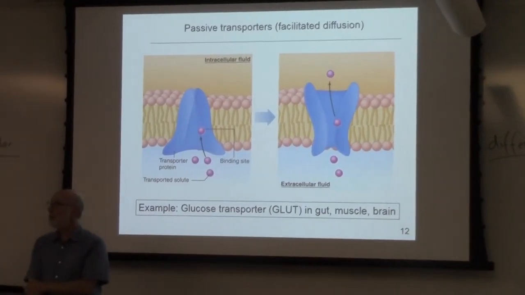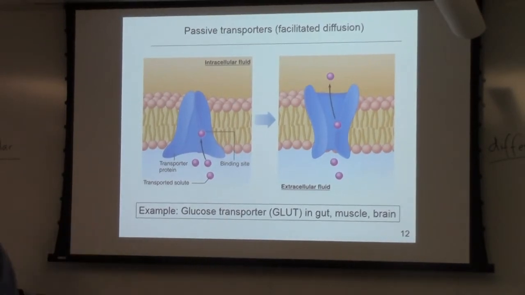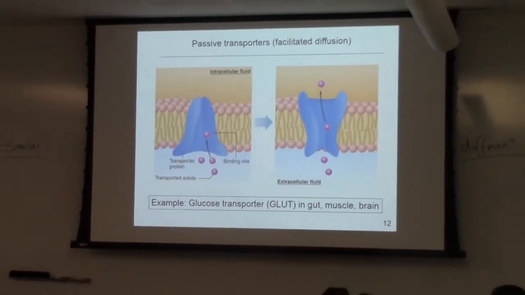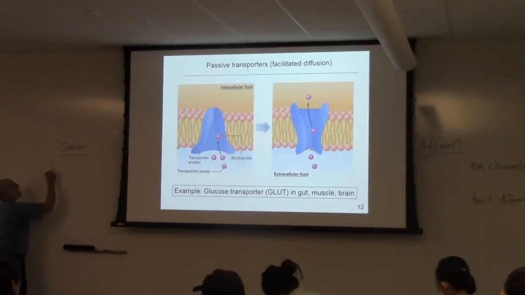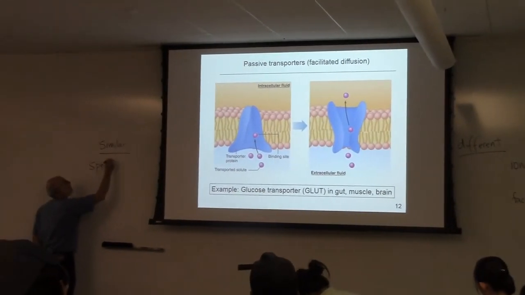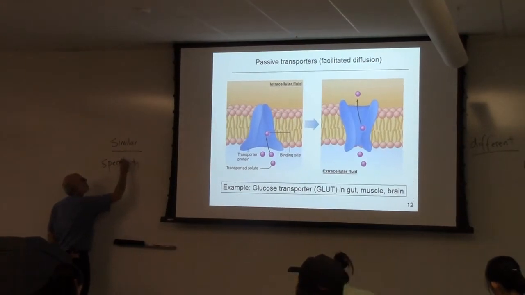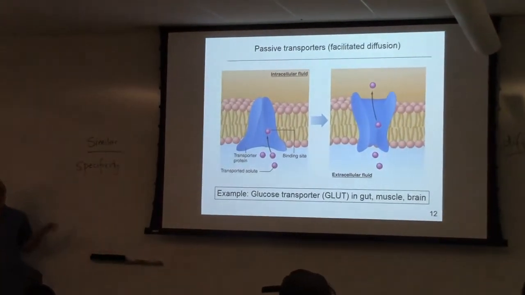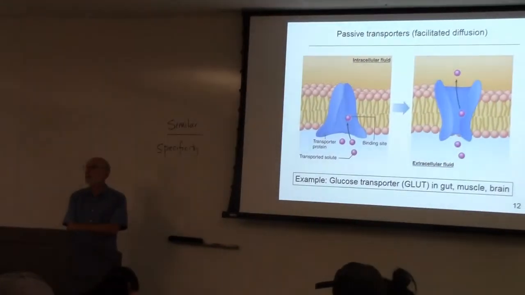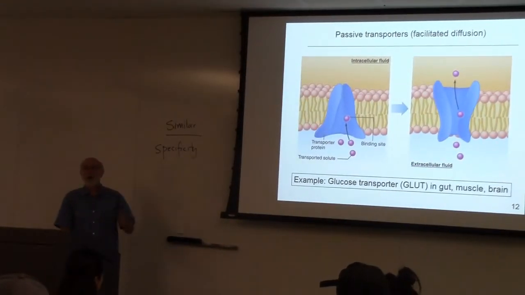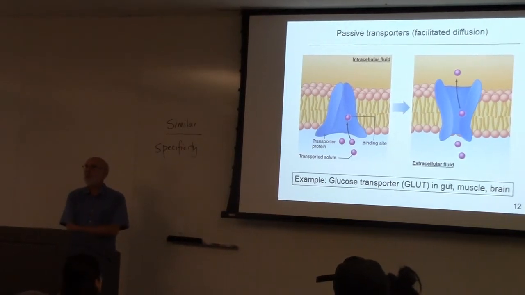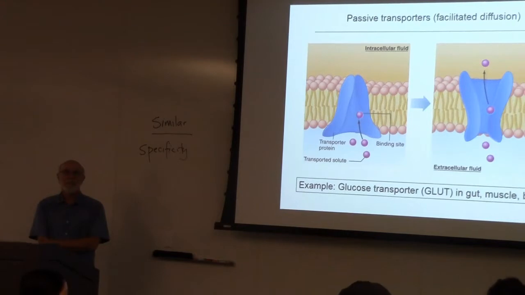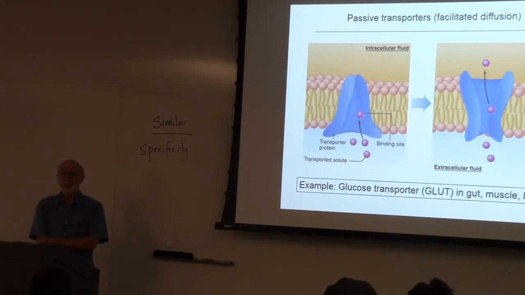Grant, did you have another answer? Yeah, for similarities. Okay. They both are specific for solutes. Good. They both have specificity. A voltage-gated calcium channel is very specific for calcium. The glucose uniporter is somewhat specific for glucose and sugars, but it doesn't transport sodium, right? It transports sugars.